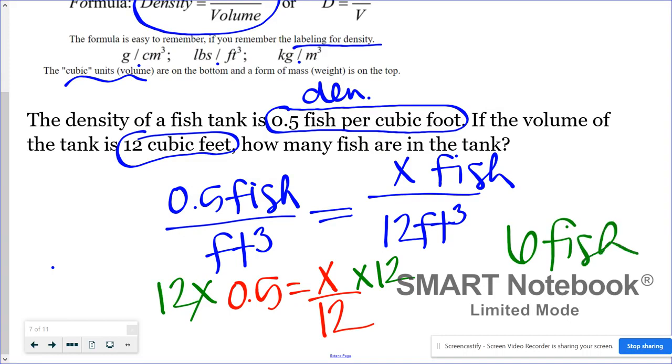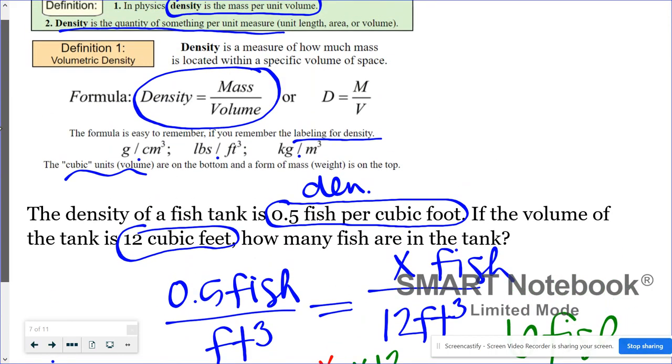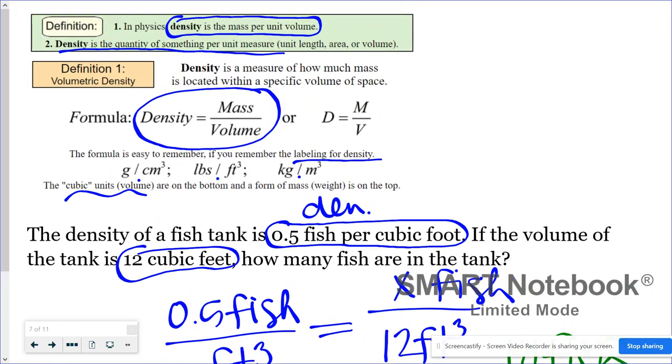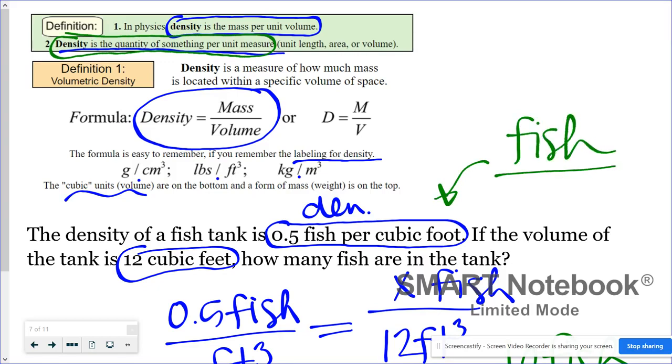So here we weren't necessarily working with mass, which is why it even said up here, density is the quantity of something per unit measure. In this problem, that quantity was fish, and then it was per cubic units. And the cubic units, the volume, is that unit measure that they're speaking of.